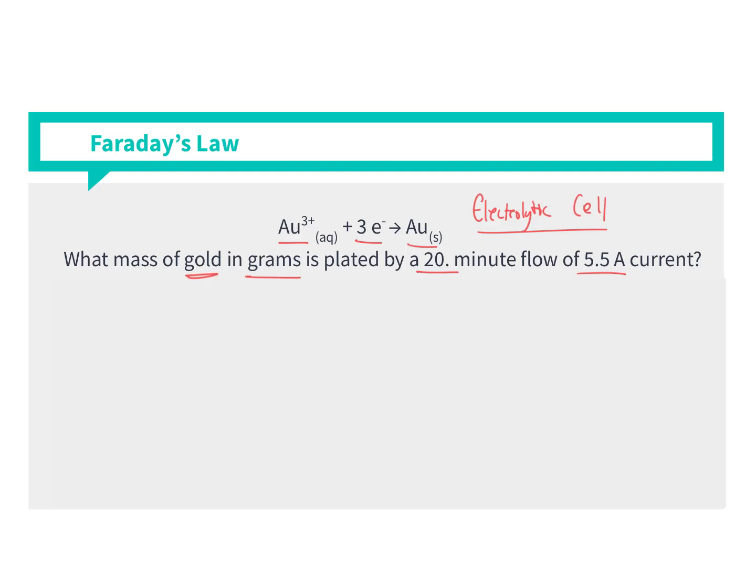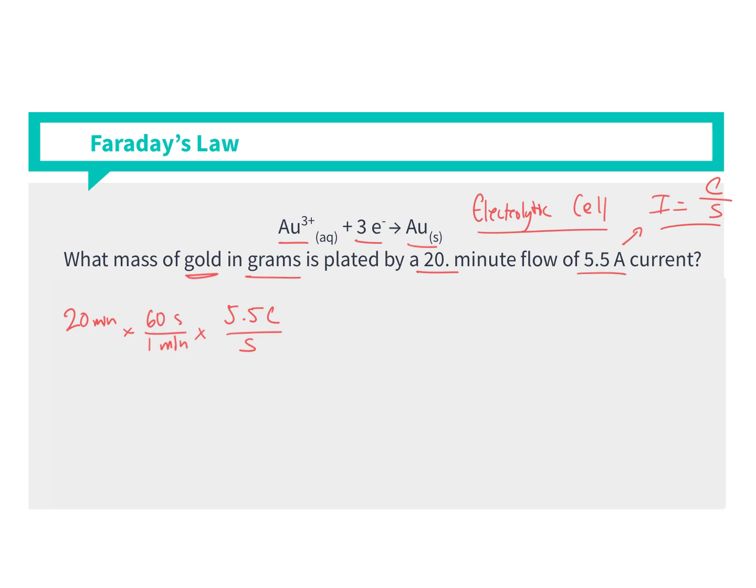So we're told that we have a 20-minute flow of 5.5 ampere current. As a reminder, current is measured in coulombs per second. The first thing we need to do here is convert minutes to seconds. So we have 20 minutes, and per minute I have 60 seconds. Now my current, per second, I have 5.5 coulombs of electrons.